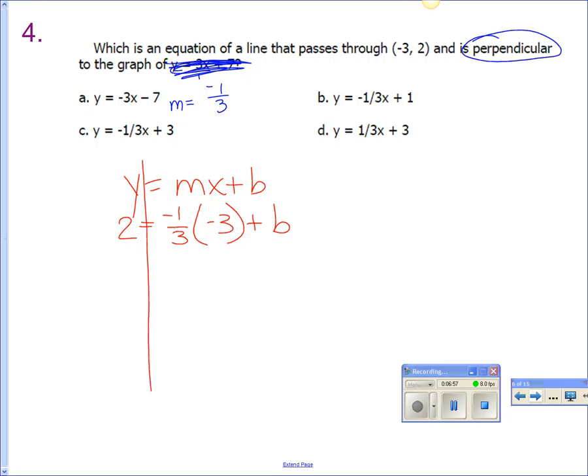Do parentheses first. Negative times a negative is a positive. You get positive 1 right here. Positive 1, when it moves over here, becomes a negative 1. So you get 1 equals B. Once again, this one is multiple choice. I just didn't take the time to type out all the answers for you. So Louis, look at your answer choices, A, B, C, or D.